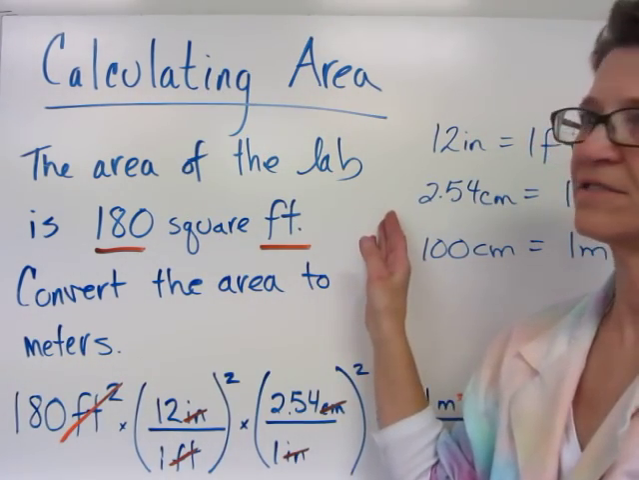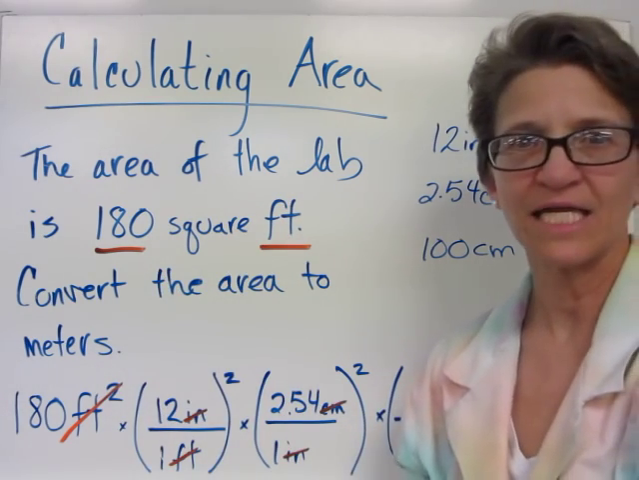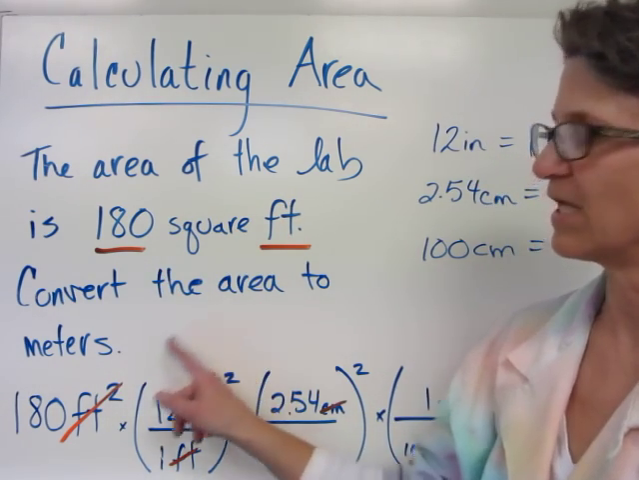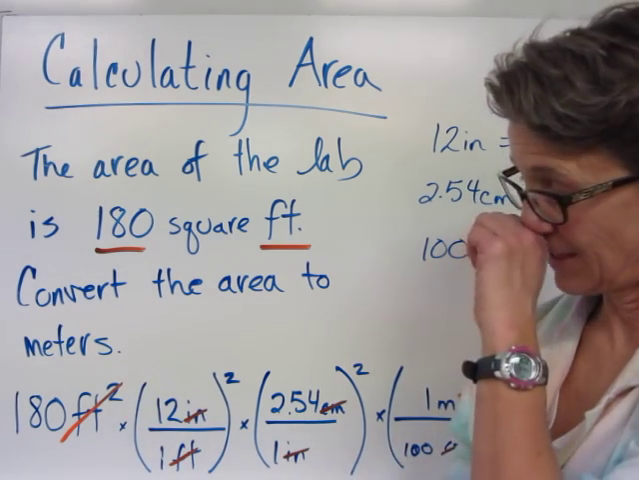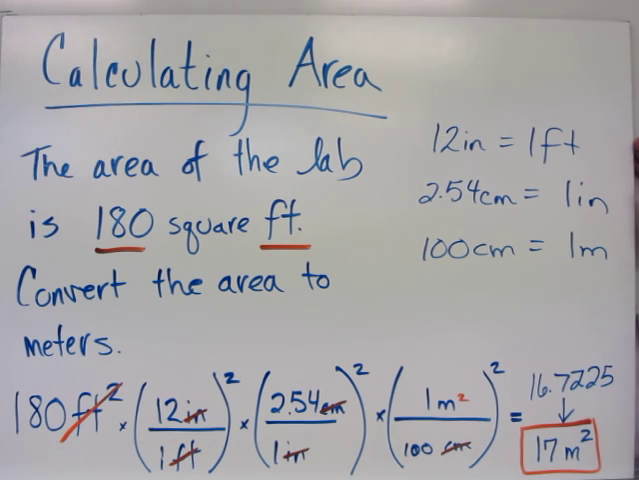This time, let's convert an area. The area of our lab is 180 square feet. Let's convert the area to meters, and that will be square meters. So again, I'm going to list my conversion factors. 12 inches in a foot, 2.54 centimeters in an inch, and 100 centimeters in a meter.